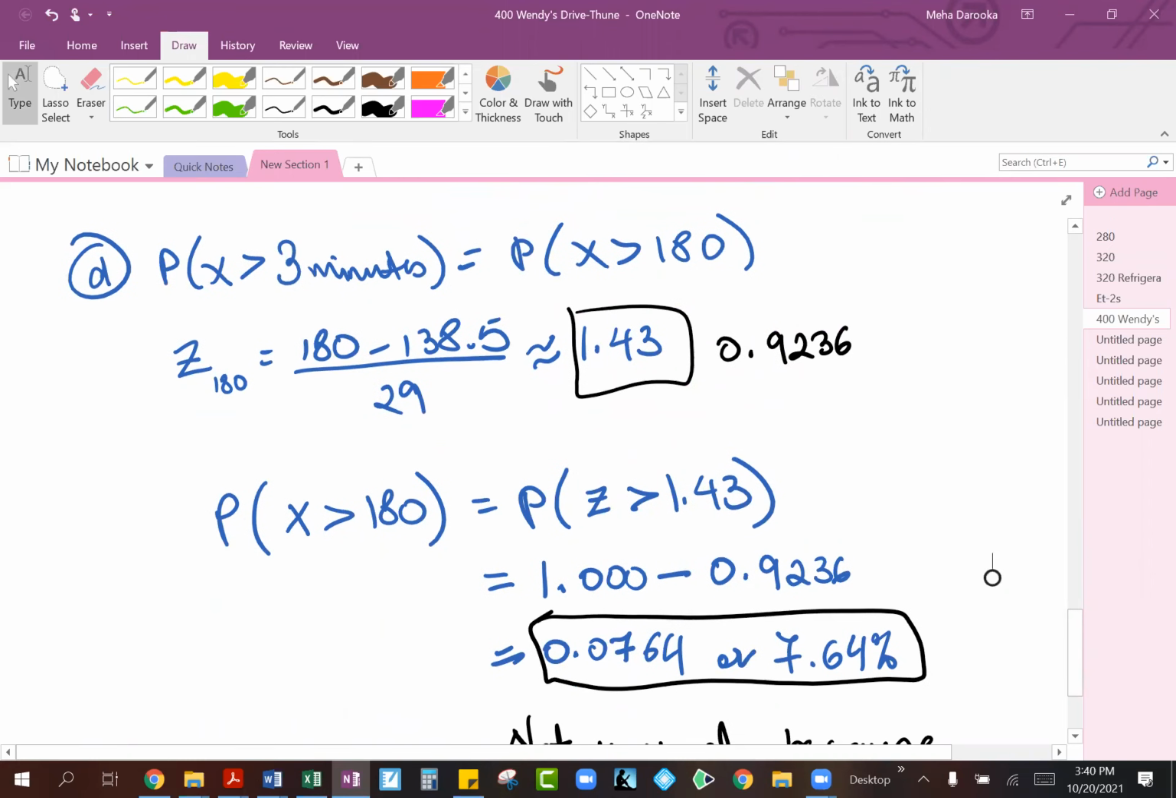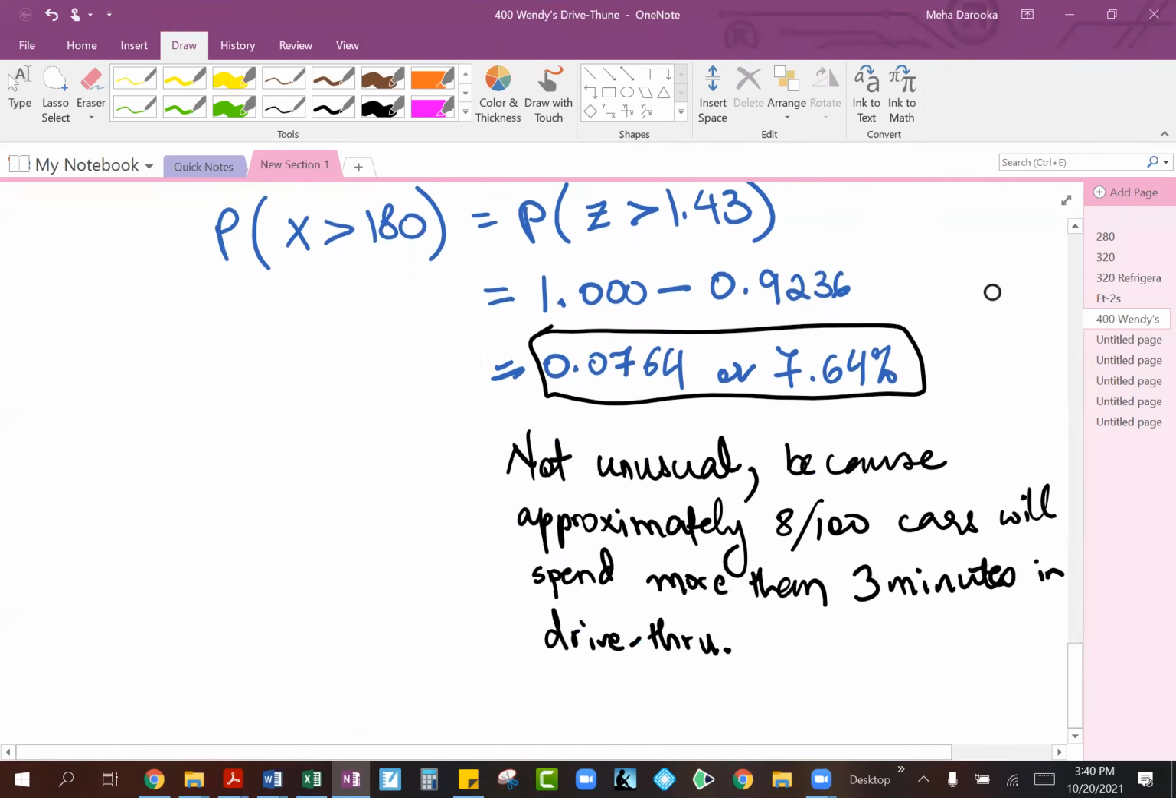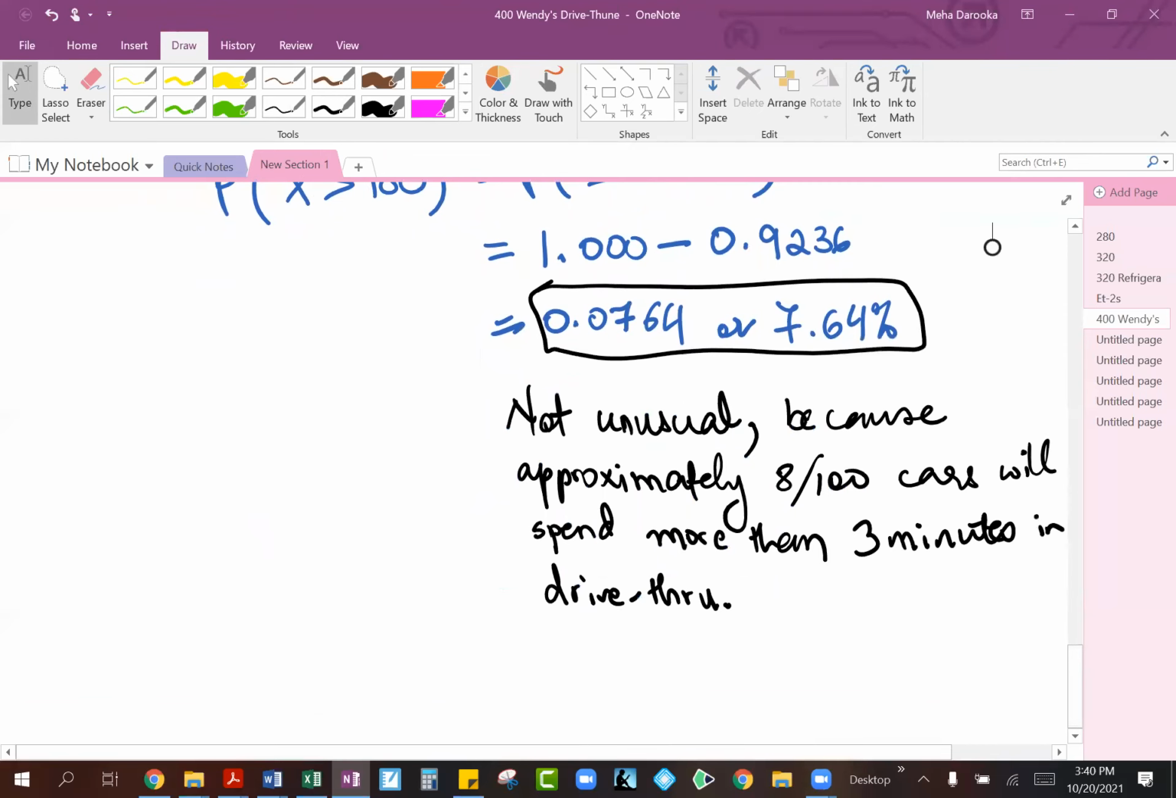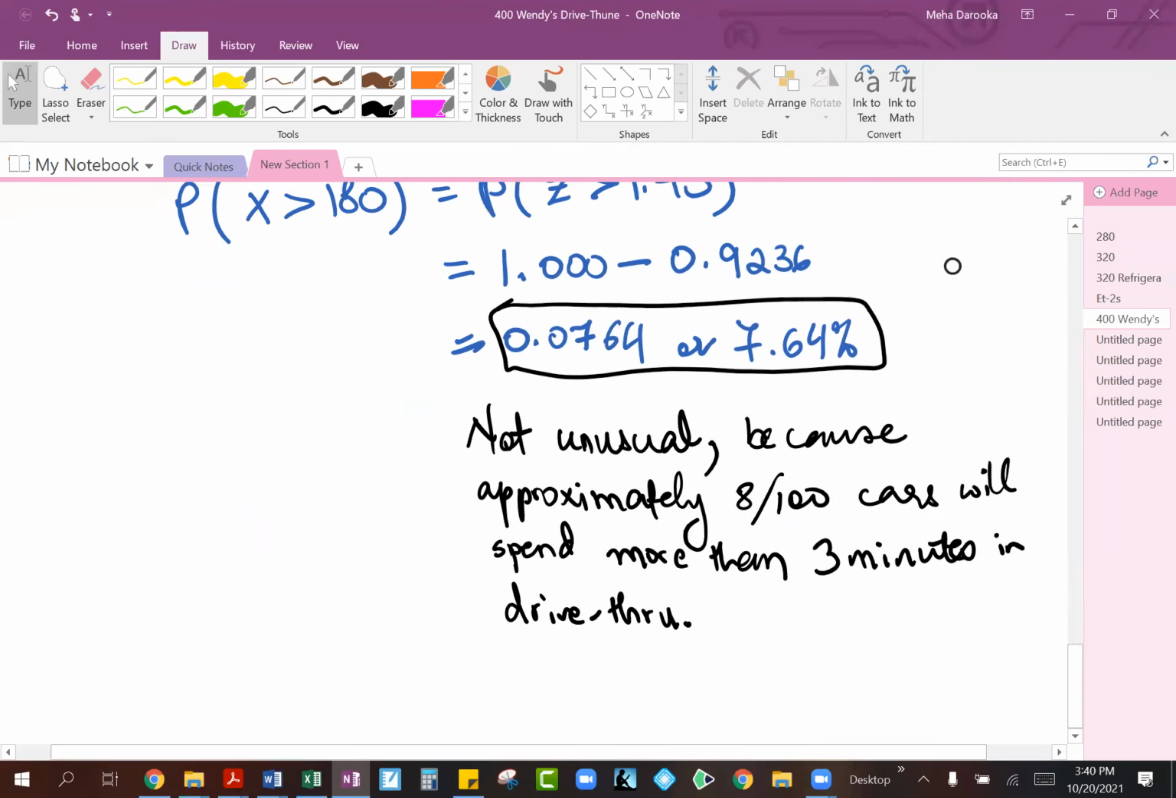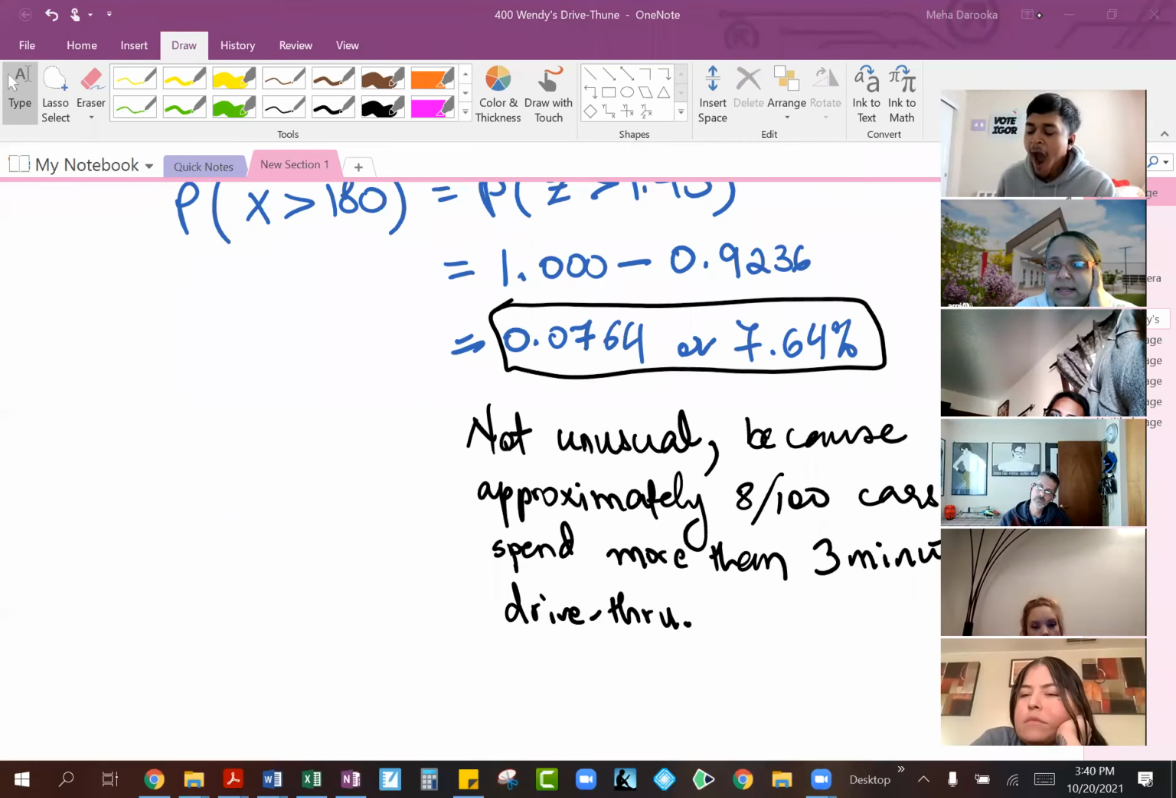And then the last one was similar to part B, where you had to do the greater than calculation. But in this case, they were asking you, how do you interpret that answer? Was that an unusual probability or not? So did any of you have any question on this example here? Okay, all righty, very good.